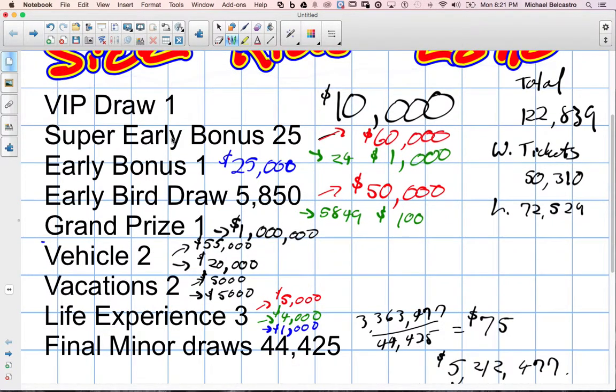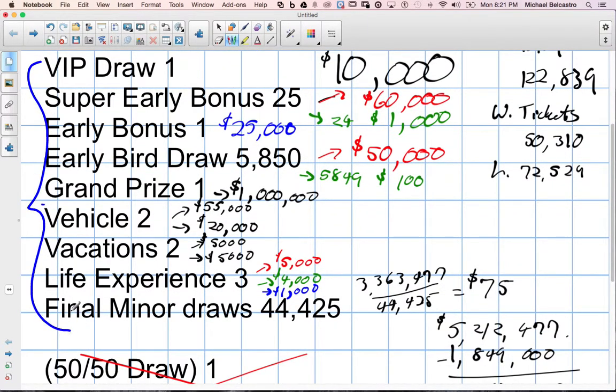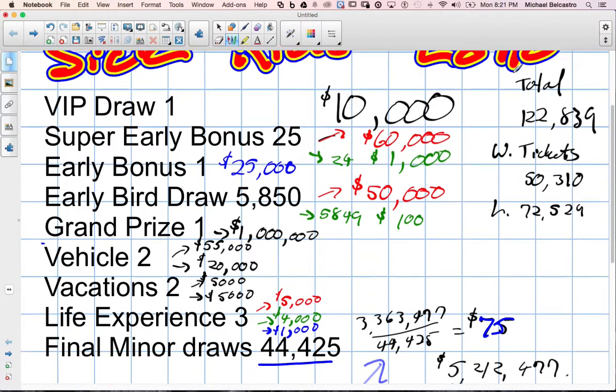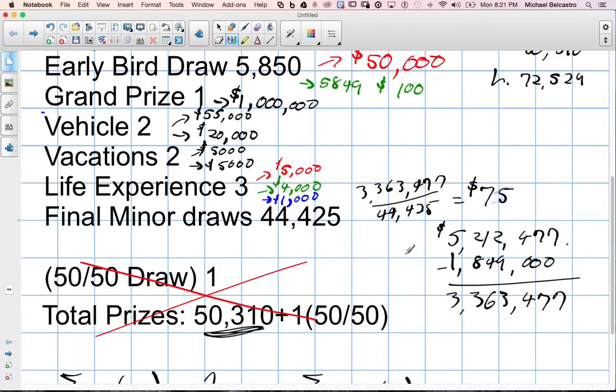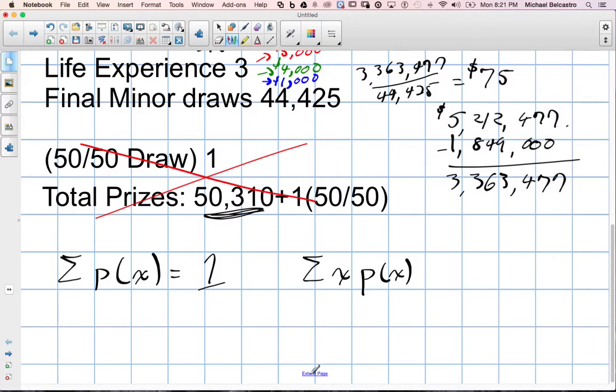Okay, so first of all, there are a ton of prizes, and we went ahead and listed all the amounts that you could win. We even calculated what the minor draw was: 44,425 chances at an average of $75 a prize, which is important. So we discovered that the exact number of tickets being printed is 122,839.